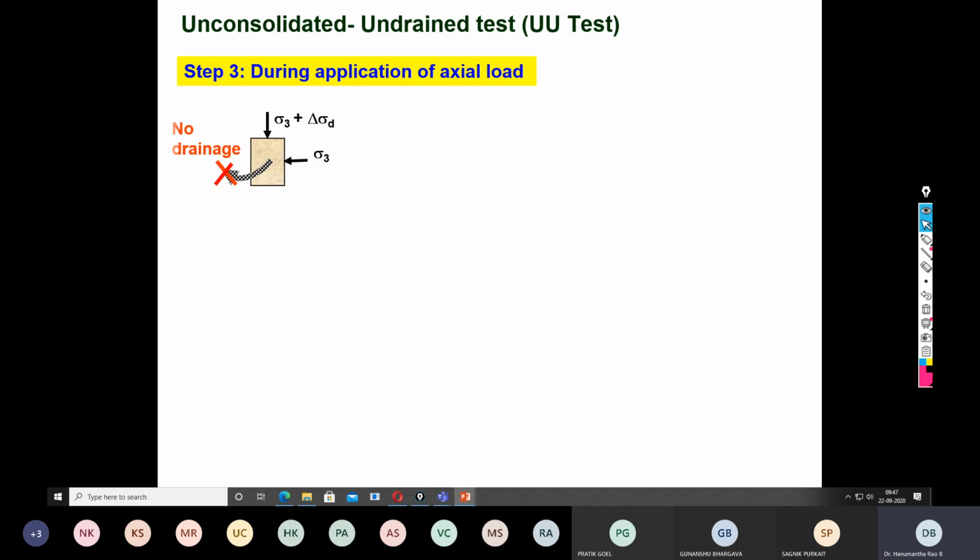Now, during the application of the axial load, you have already applied the delta sigma 3. Then you are going to shear the soil sample by applying the deviator stress, that is delta sigma d. So there is already initially a small amount of pore water pressure. Then when you apply the delta sigma d, there is a further increase in the pore water pressure. So C designates the development of pore water pressure because of the confining pressure, and D designates the development of pore water pressure because of the deviator stress.